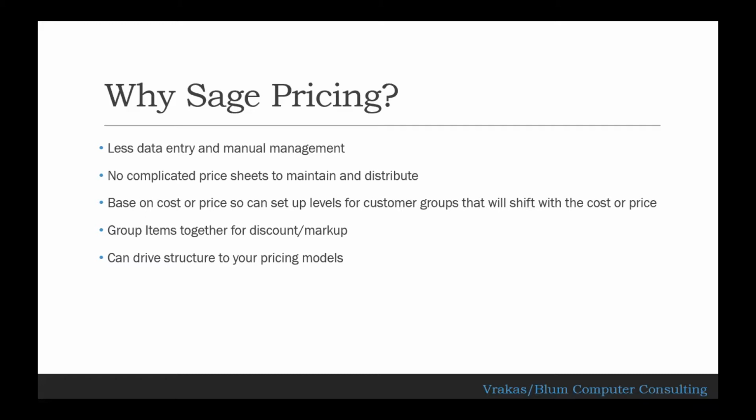You can base your pricing on your cost or on your standard price, so you can set up these levels for your customer groups that are going to shift as you change your standard cost or your standard price. We'll talk about how to do that in a little bit. It allows you to group your items together for a discount or a markup, so you can say, I have this whole group of items and I want it to give a quantity discount based on that group. We can do that here.